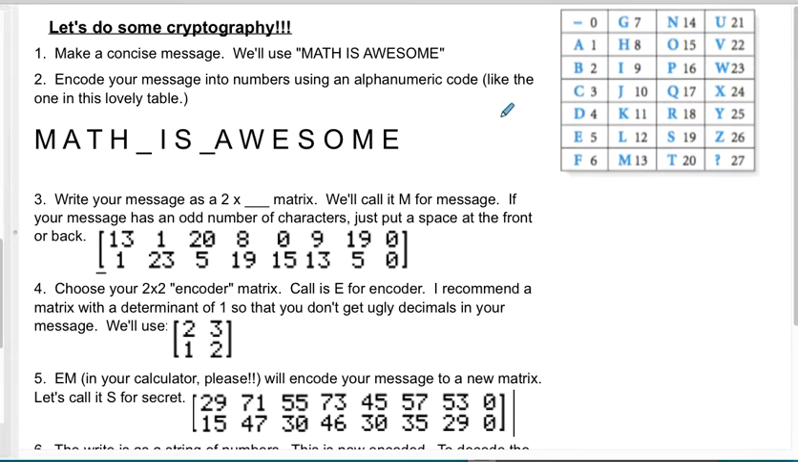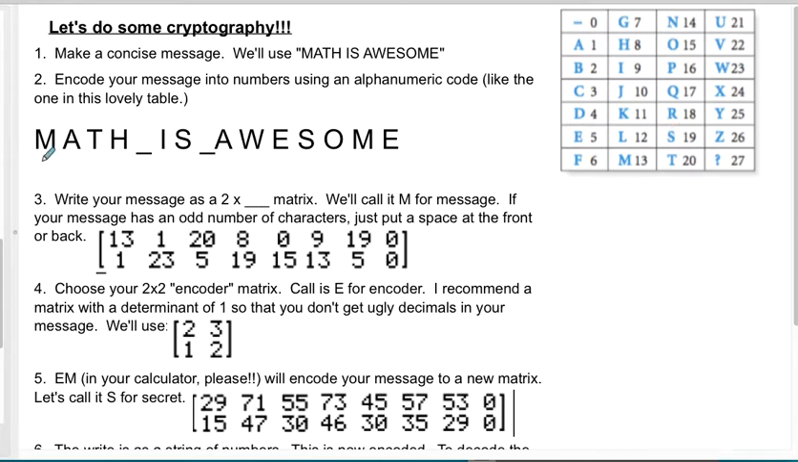So to encode your message into numbers, you're going to use an alphanumeric code similar to the one on this lovely table that was at the start of the section. This is the standard one. If you were going to use something else, you would agree on it with the other people that you were communicating with, because the general assumption is that A is 1 and B is 2 and so on. Okay, so first thing I'm going to do is encode this.